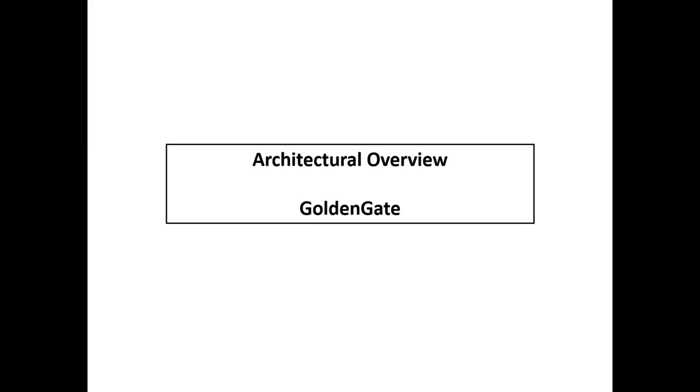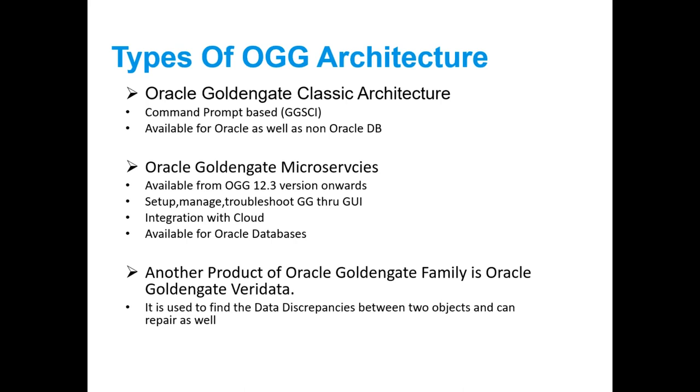So let us move forward and discuss the architectural overview, the different types of architectures available in GoldenGate. There are two types of architecture available in GoldenGate. One is classic architecture and the second is microservices architecture. GoldenGate, as I told you, was founded in 1995 and named after the famous San Francisco Golden Gate Bridge. In 2009, Oracle took it over, and since then it is known as Oracle GoldenGate.